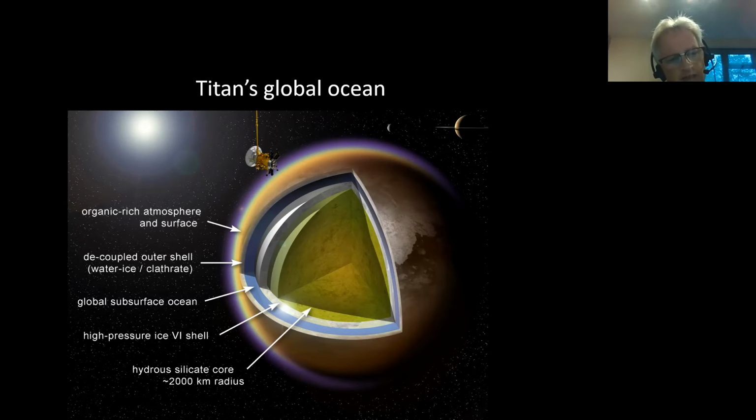On the outer part of that, you have the global subsurface ocean. And beyond that, there is a decoupled outer shell. And finally, we have the organic rich atmosphere and surface that I mentioned before.